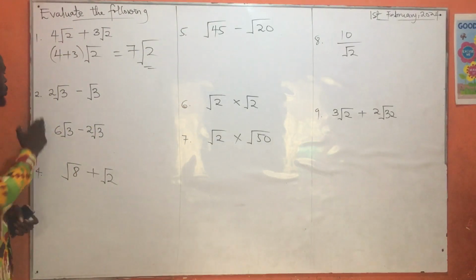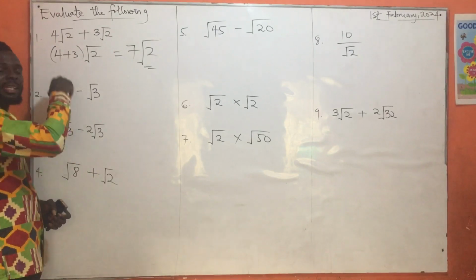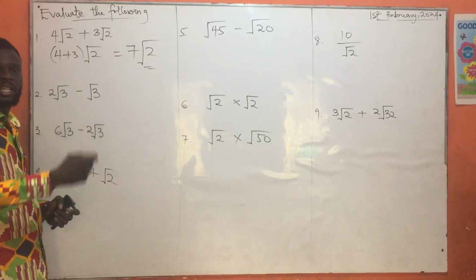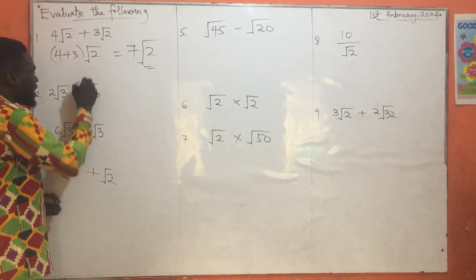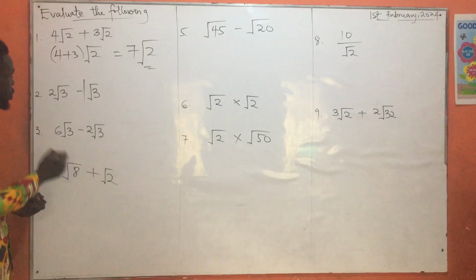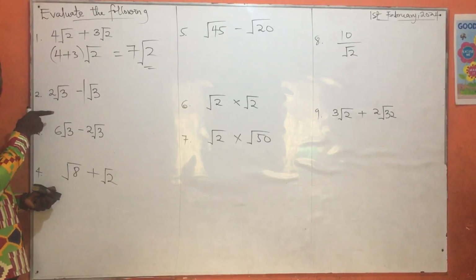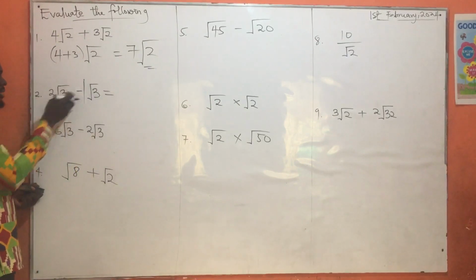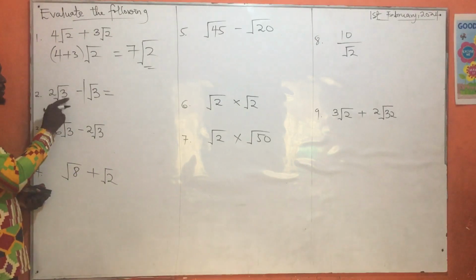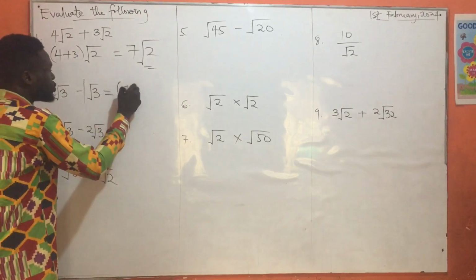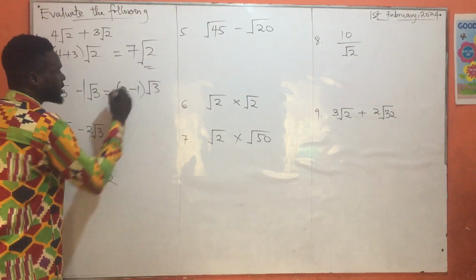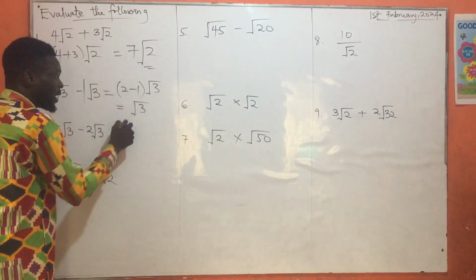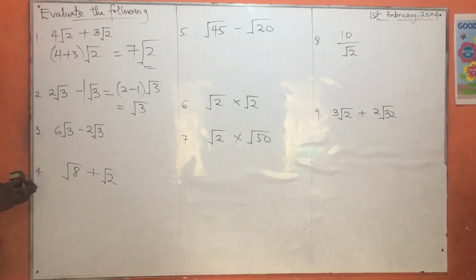Now let's look at the number 2. The number 2, you have 2 root 3 minus root 3. Now, when a surd is given and the coefficient is not written, it has a coefficient of 1. So here too, we can perform the operation because the surds are equal. Here, just subtract the coefficient because it is subtraction. So we say 2 minus 1 root 3, which gives us 1 root 3. We don't write the 1. So it gives you root 3.